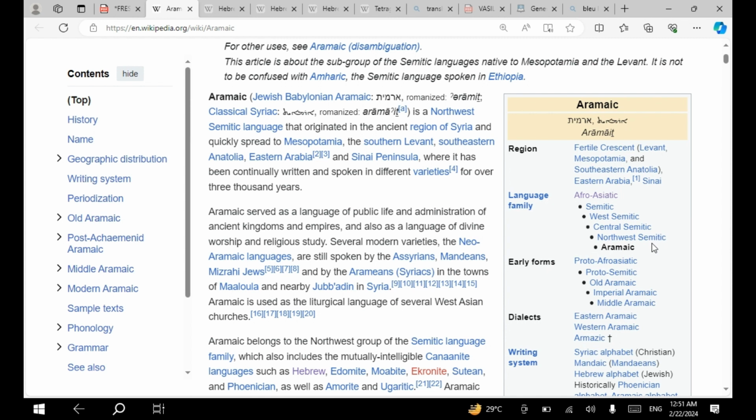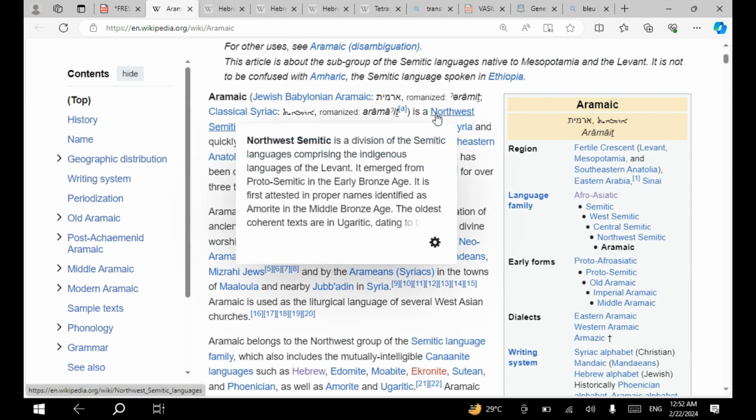This is what Hebrew is doing. And so he has to use that he came from Northwest Semitic language. And the Northwest are the Northwest Africa dark races, the Semitic, the Negroes, the Afros, whatever you call us. Do you know what I'm saying? Right, you see where Aramaic is? Aramaic is a division of the Semitic language comprising the indigenous language of the North Levant. They are trying to take away your attention. It emerged from the Proto-Semitic in the early Bronze Age.